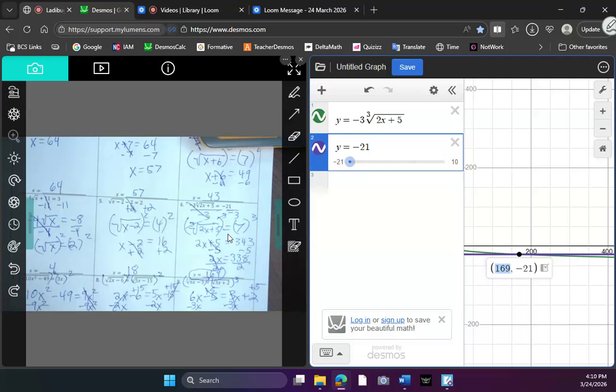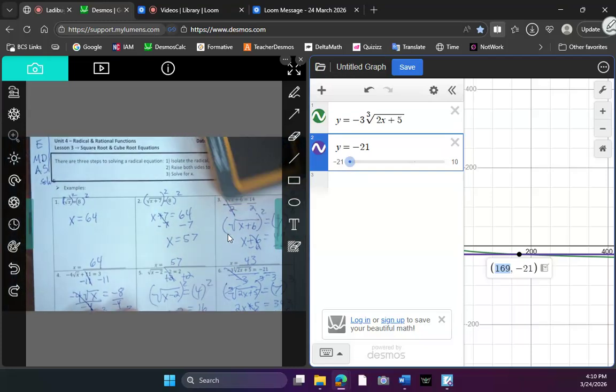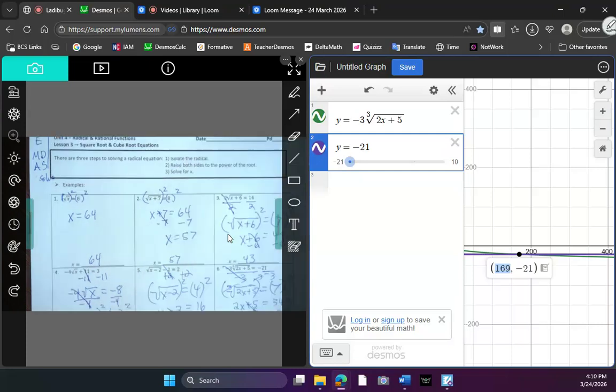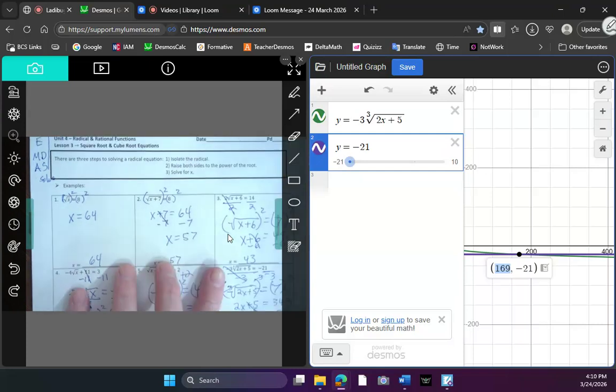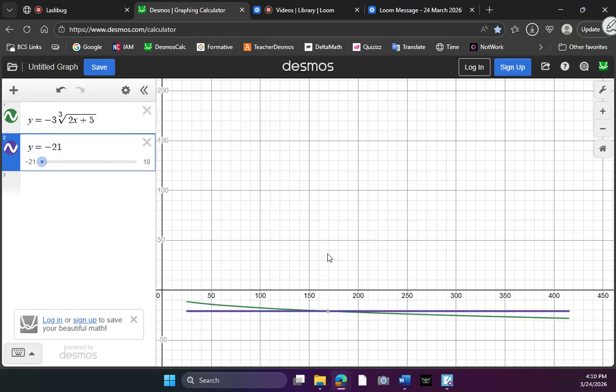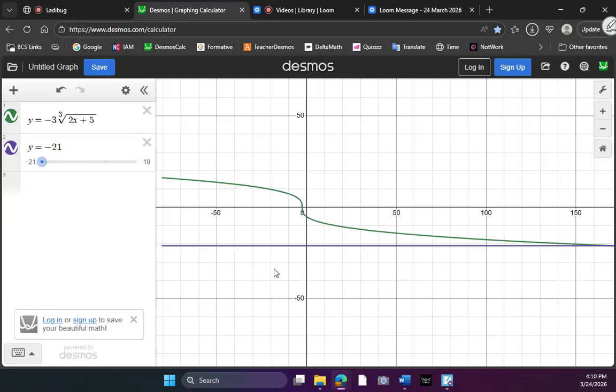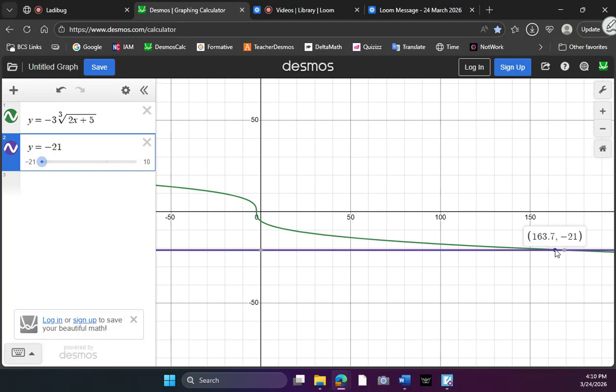So you can do the algebra. That is the foolproof way to do it. That's the proper way to do it. But you could also use Desmos and double check your work. That's the way that will always get you the right answer. Y equals left side, y equals the right side. Look at where they cross, and that is your x coordinate.